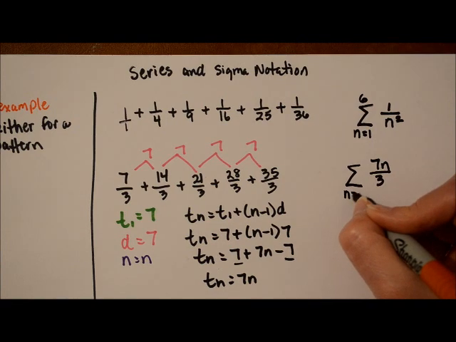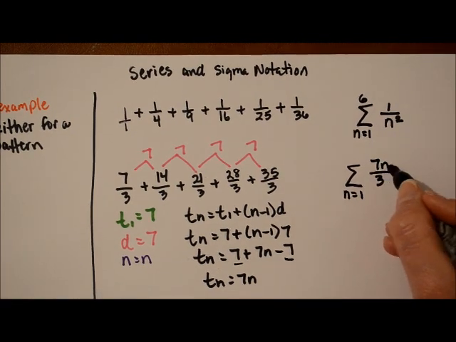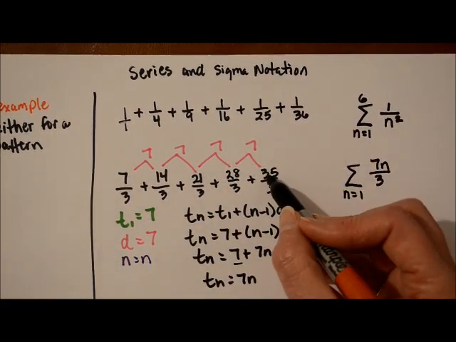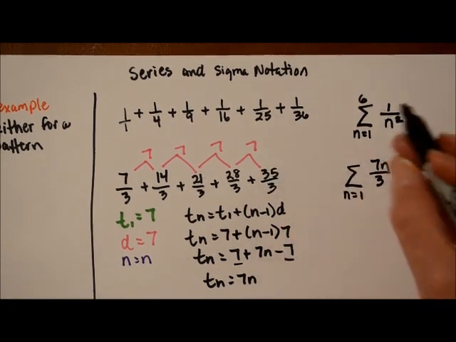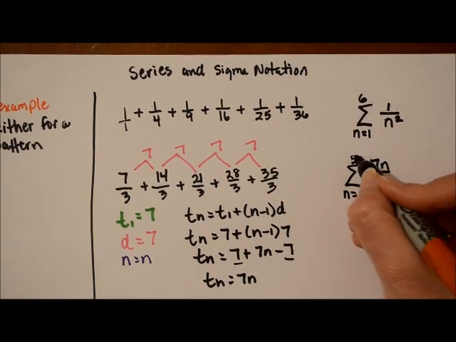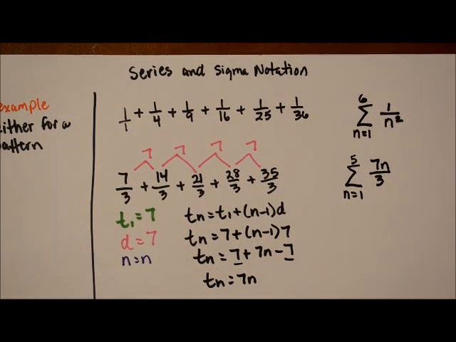N starts at 1, right? 7 times 1 is going to give me the 7. And it ends at what? 7 times what gives me 35? Oh, it ends at 5. And there it is in sigma notation.